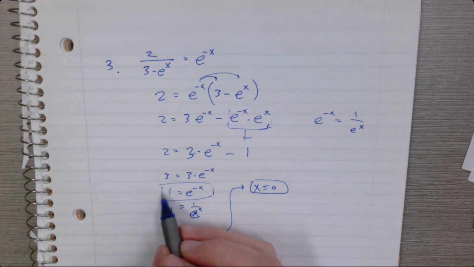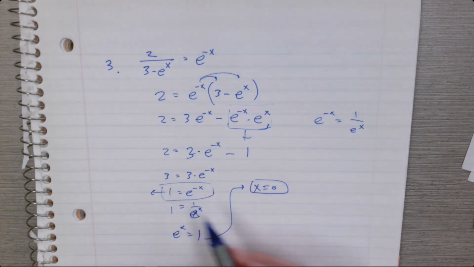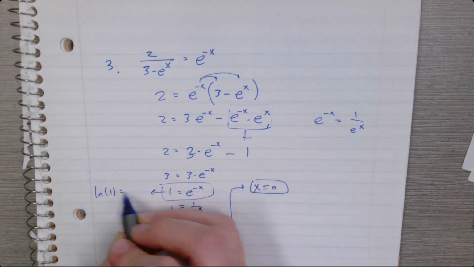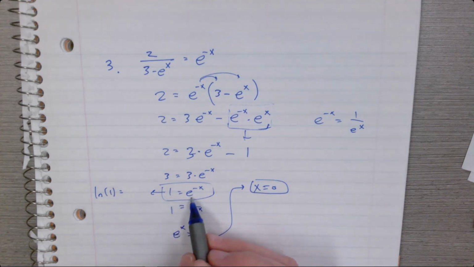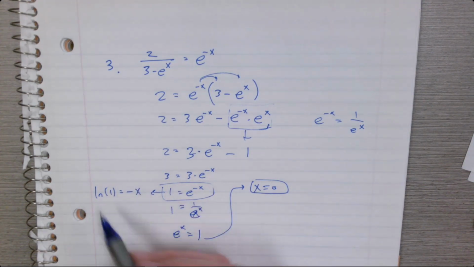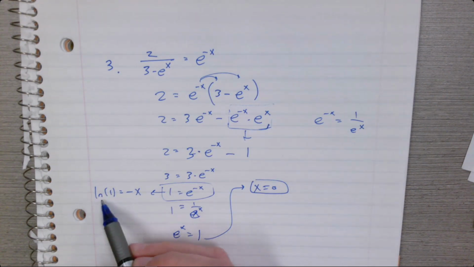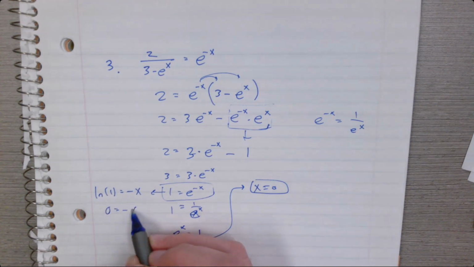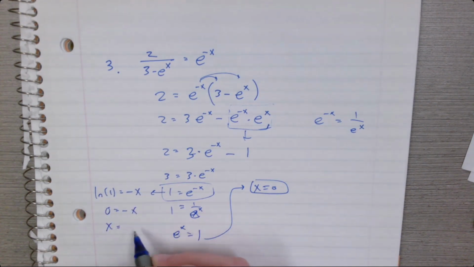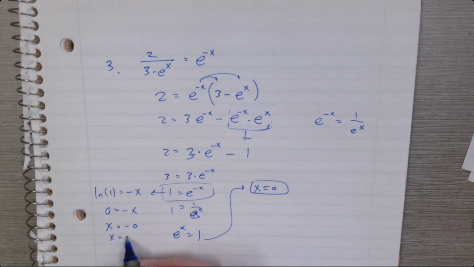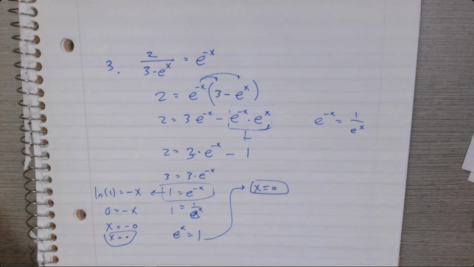What if we'd solved it the other way? What if we'd taken the natural log of both sides? I'd have the natural log of 1 on the left. The natural log of e to the opposite x gives me opposite x. The log base anything of 1 is just 0, so that means opposite x equals 0, which means x is opposite 0, which is also just 0. Okay, so we got the same thing if we solved it the other way. Let's do number 2. Oh dear.